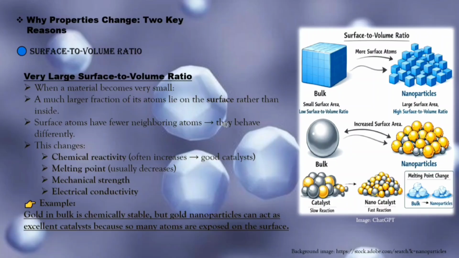Surface to volume ratio is the important reason that nanoparticles behave so differently from bulk materials. When a material is reduced from bulk size to nanoparticles, a much larger fraction of its atoms moves to the surface rather than staying inside. In bulk materials, most atoms are in the interior, so only a small number are available to interact with the surroundings, or say only the surfaces of that bulk material can interact with the surroundings. But in nanoparticles, many atoms are exposed on the surface, which makes the material behave very differently.